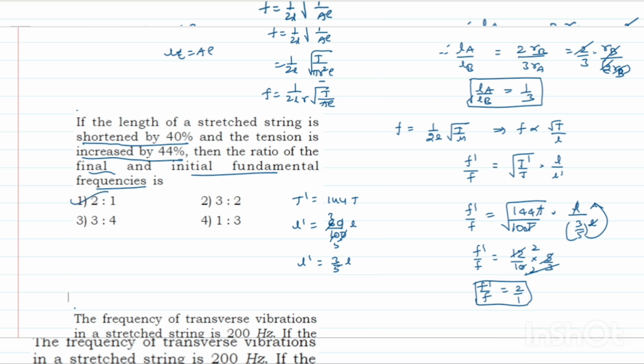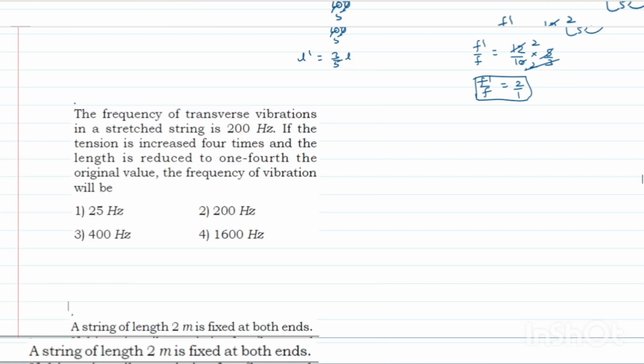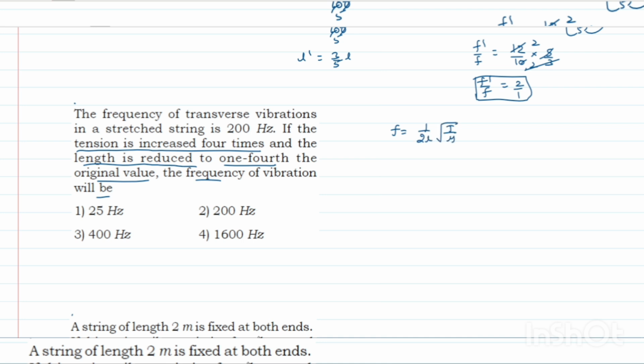Let us see the next question, students. The frequency of the transverse vibration in a stretched string is 200 Hz. If the tension is increased to 4 times and the length of the wire is reduced to 1/4 of its original value, they are asking for the frequency of the vibration. So here the frequency formula is F equals 1 by 2L into root over T by mu. Here F is directly proportional to root T by L, and the other quantities you can take as constant.